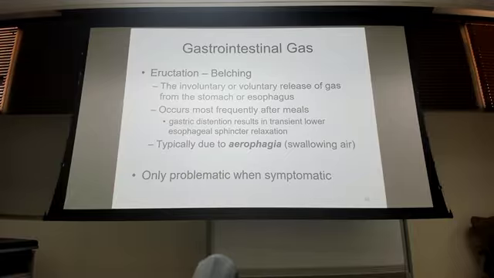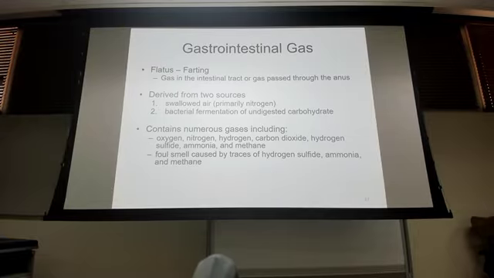Normally, we swallow a lot of air. You can get transient lower esophageal sphincter relaxation. Usually, belching is benign, just like hiccups, unless symptomatic. A lot of times it occurs after meals. This is obvious, right? We've all seen it. Gastric distension causes relaxation of the lower esophageal sphincter, and then you'll get belching, normally from swallowed air. Not a problem unless it becomes very symptomatic.